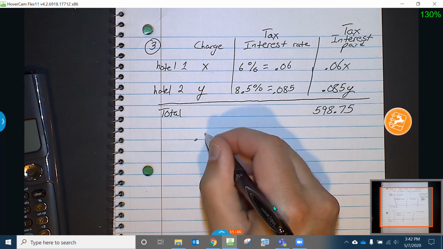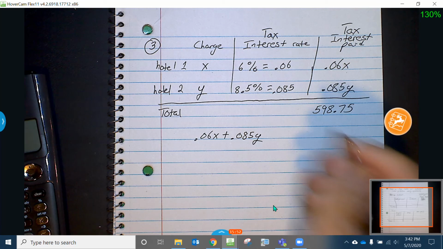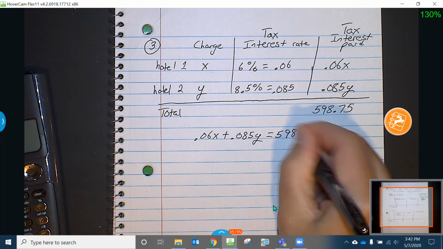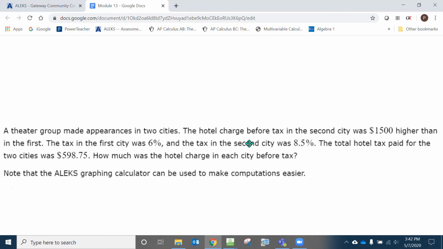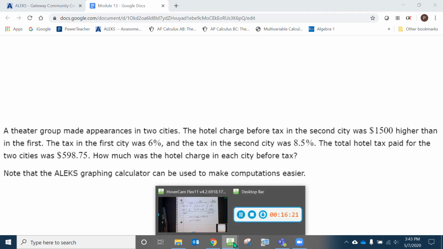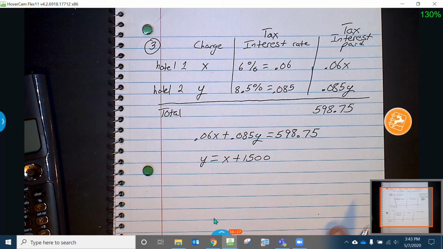So we know we have 0.06x plus 0.085y equals 598.75. And then they told us there is a comparison here. The hotel charge before tax in the second city was $1,500 higher than the first. So the second city was y, was $1,500 more than the first. So it's the first plus $1,500 or $1,500 plus x. Doesn't matter which way you write it. So technically, you could have put that here and shortcutted this a little bit.